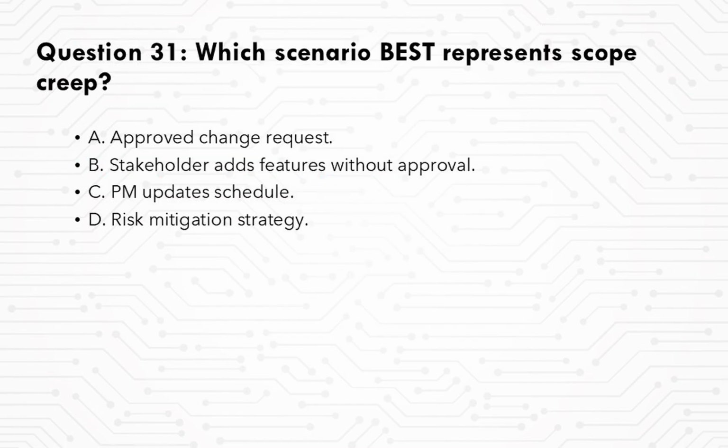Question 31. Which scenario best represents scope creep? A. Approved change request. B. Stakeholder adds features without approval. C. PM updates schedule. D. Risk mitigation strategy. Answer: B. Scope creep is uncontrolled change.